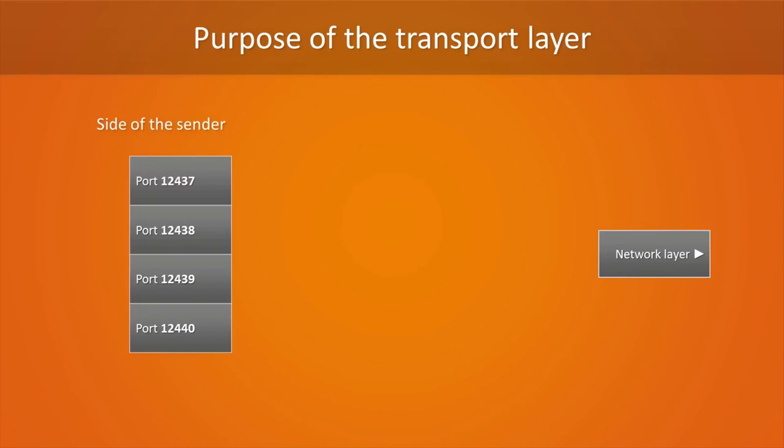Let's say that an application reserved port 12437 to send a message to port 80 on some other machine. Whenever the application layer creates a message, it is passed on to the transport layer. On this layer, we wrap the message inside what we call a segment. This segment contains some additional information, like the source port as well as the destination port. Then, when the segment is created, it is passed on to the network layer for further processing.